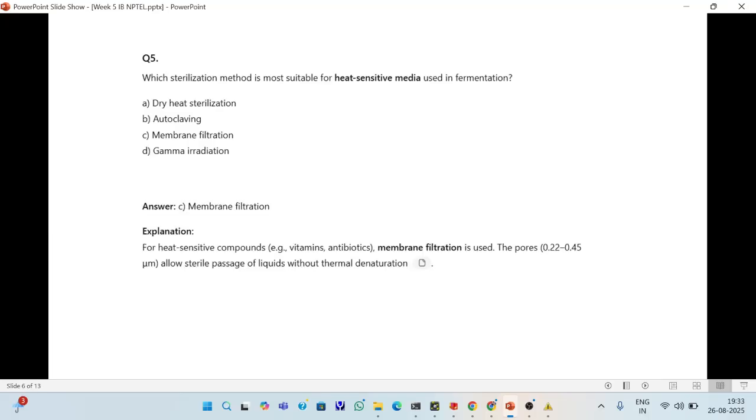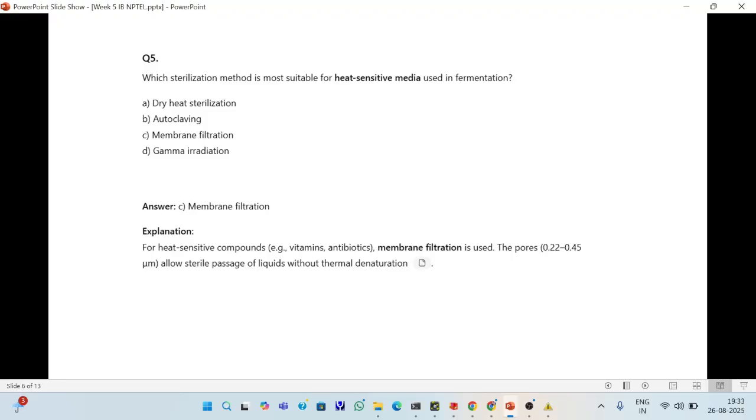Okay, let's see what is the correct answer. It is C, membrane filtration. So, for heat sensitive compounds like vitamins, antibiotics, membrane filtration is used. So, the pores are of the size 0.22 to 0.45 micrometer, allowing sterile passage of liquids without thermal denaturation. So the liquids will become sterile without any thermal denaturation.